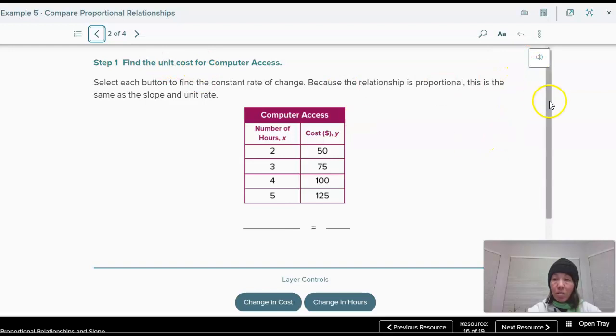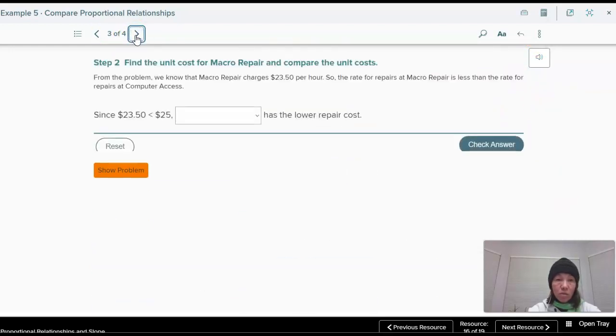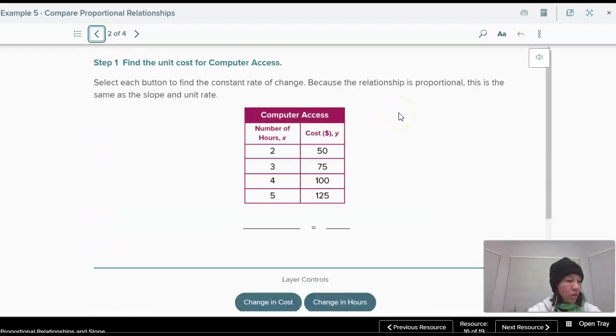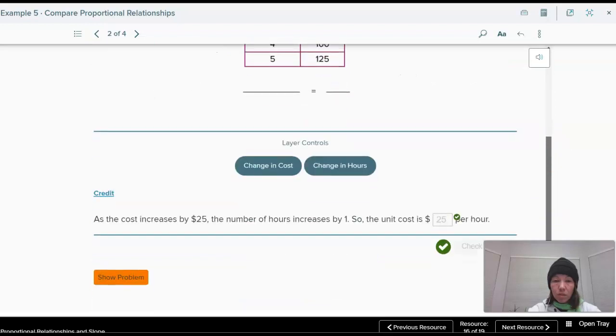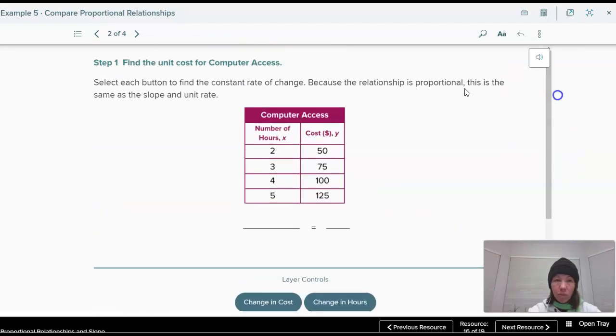We can also, no, there should be another, let's see. Okay, there's no next button here.